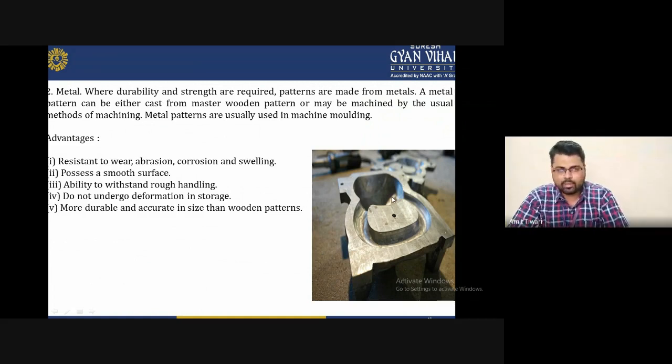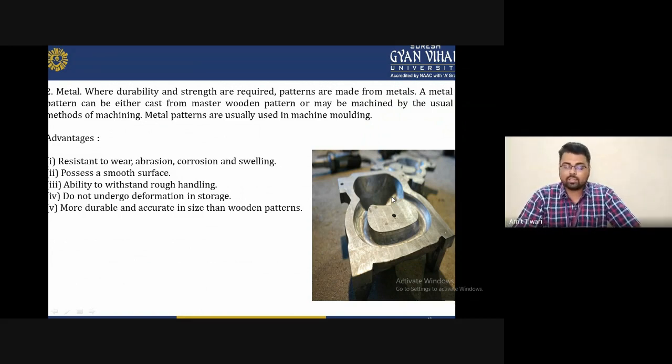A metal pattern can be easily cast from the master wooden pattern, or machined by the usual methods of machining. Metal patterns are usually used in machine molding also. With the help of the metal pattern, you will be able to machine it easily, and you can regain the shape again, because if the pattern is not suitable for a particular operation, you can melt this metal and recast it once again.